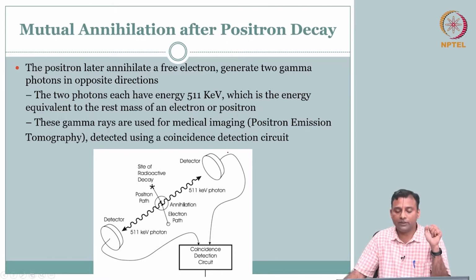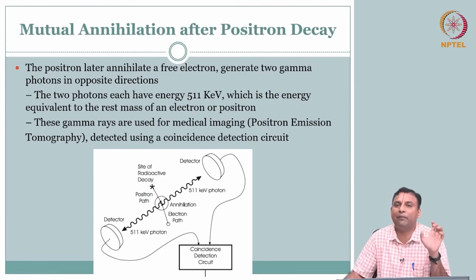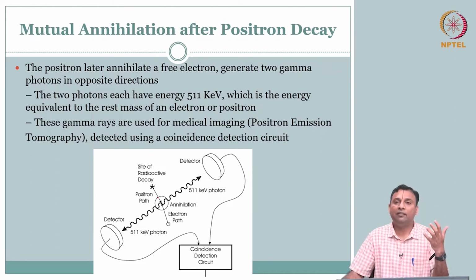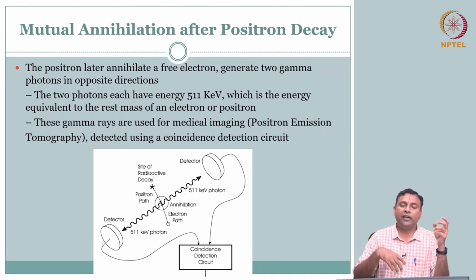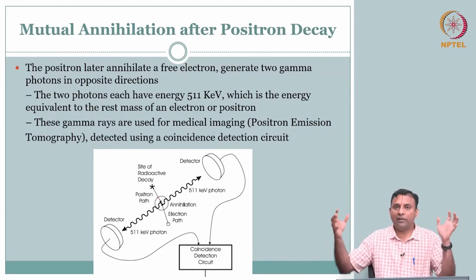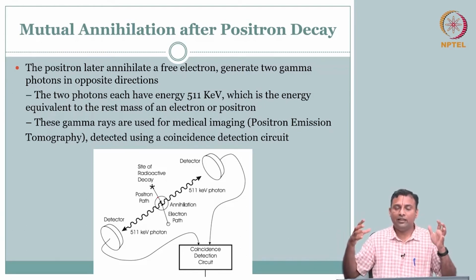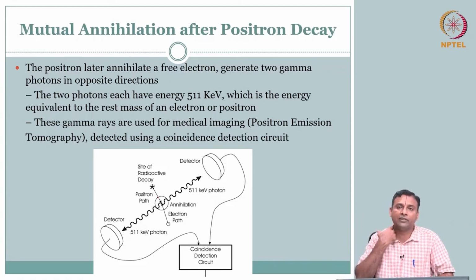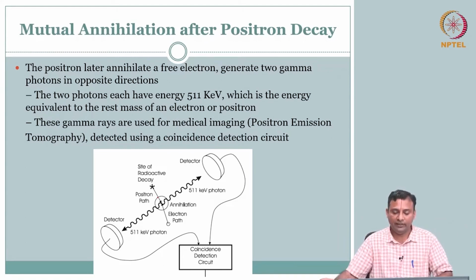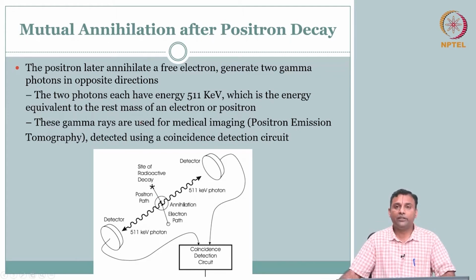Okay. So once you are able to detect that, you know it is coming along a line, so coincidental. You can then get an idea of where this decay is happening, where this radioactivity is happening, which is our main idea, right? We are going to send some radioactivity in, and based on the measurement from outside, we are going to say where that radioactive source is located in the body. That's the big picture, right? Okay, so that is for positron decay.